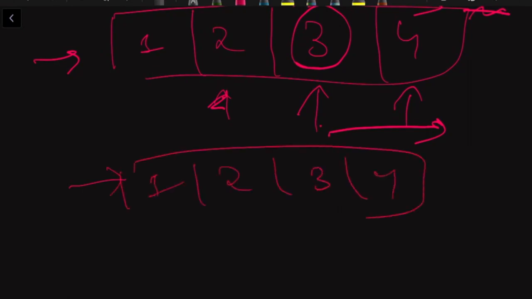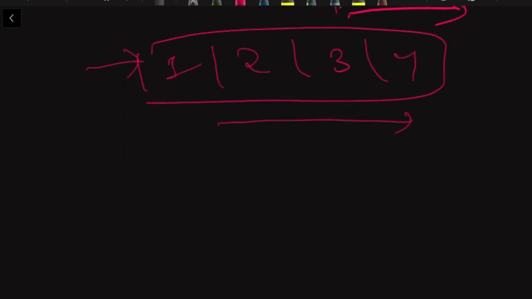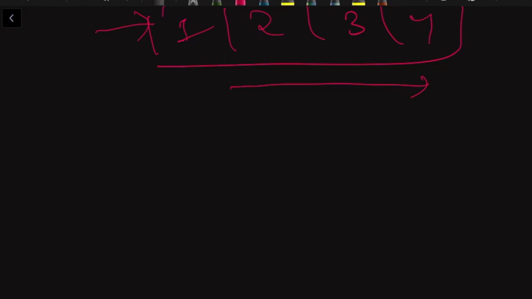So this is how the selection sort works. This is the simplest way I could make you understand. You just need to look at all the elements on the right side of the index, get the smallest element, and swap it. Simple. So let's see how it will work.